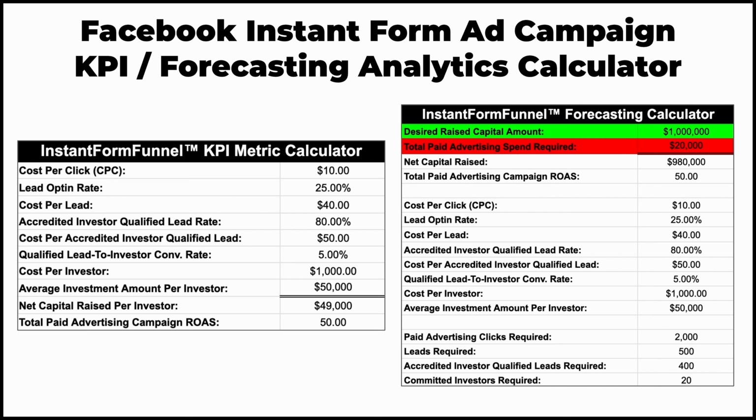So essentially what we do is we start off, we do our projections of our KPIs, we do our projections of our forecasts, then we run our paid advertising, find our actual real KPI metrics, and then we come in and reform our forecasting calculator in order to project out exactly how much we need to spend and how many advertising clicks we need to get, how many leads we need to generate, how many of those leads need to be qualified, and how many investors we need in order to hit our capital raising goals. That is how you run a paid advertising campaign for investor lead generation.